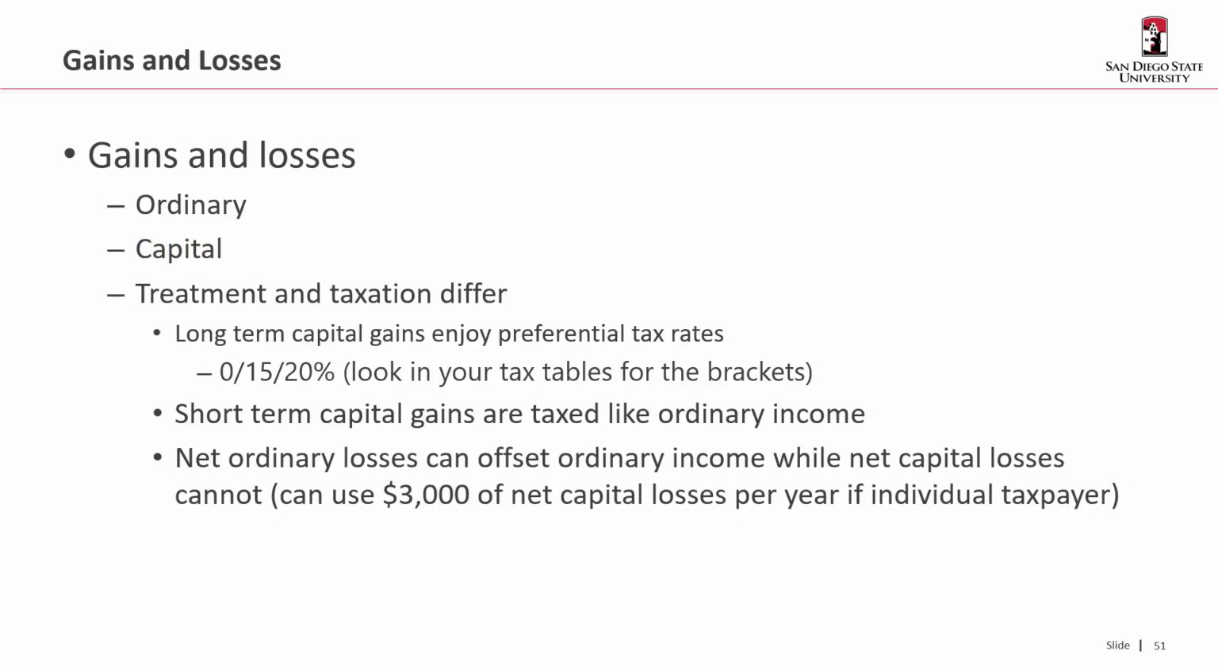What happens is the treatment and taxation can differ. For example, long-term capital gains enjoy preferential tax rates. So it's either 0, 15, or 20%, and it depends on the amount of income that the underlying taxpayer has. Short-term capital gains, however, are just taxed like regular ordinary income, using those single and married filing joint tax tables that we've used before. Net ordinary losses can offset ordinary income. However, net capital losses for an individual are limited to only $3,000 per year per taxpayer. And married filing joint also only gets $3,000 per year, even though technically that's two taxpayers.